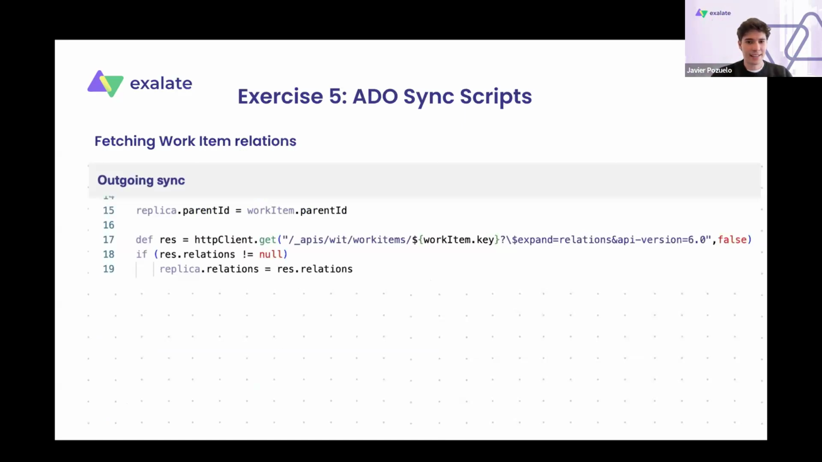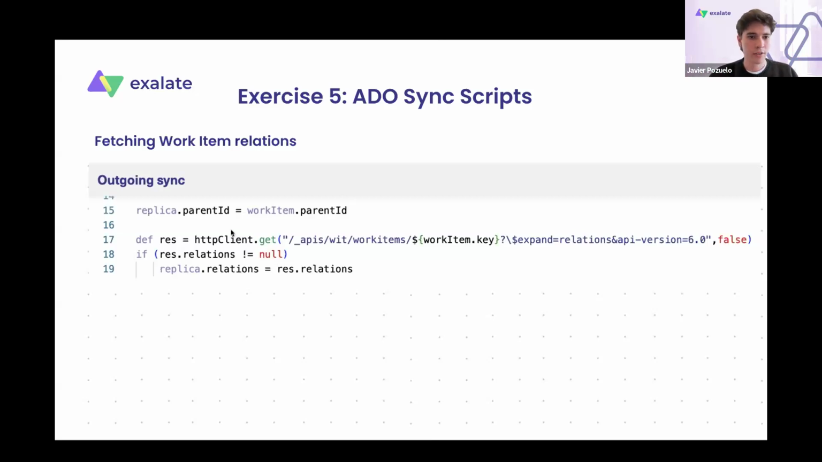Okay, getting a little bit more complex over here. Now we're using the API. So let's take a look. What we're aiming for is to maintain the relationships in ADO and send them to Jira Cloud as issue links. So we'll be needing to send all the relations from a work item.